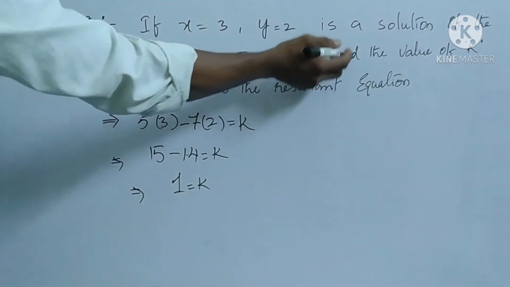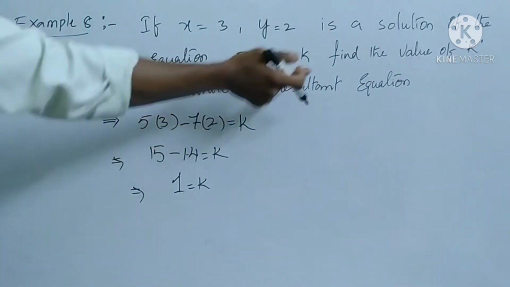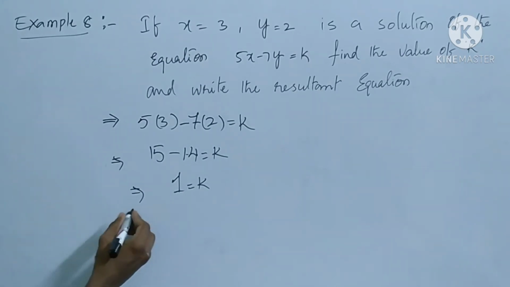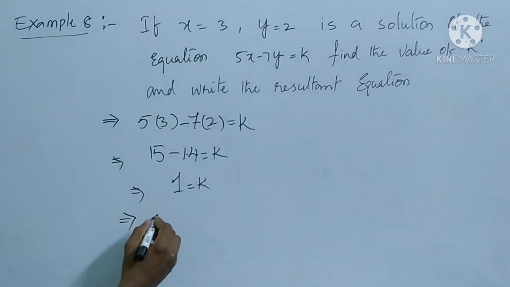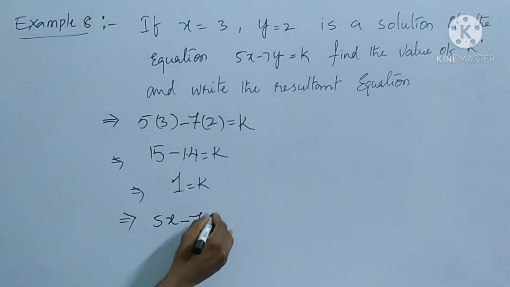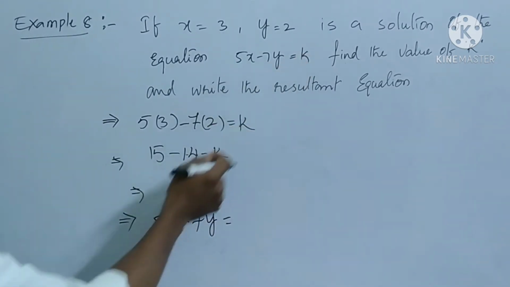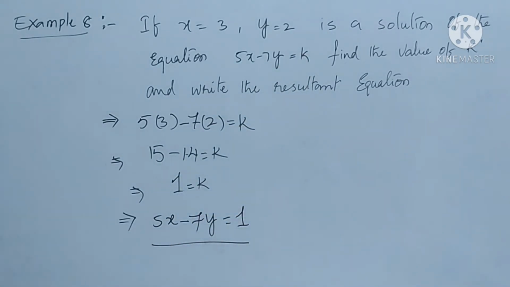So here, find the value of k. This question is completed, and next one, write the resultant equation. So the resultant equation becomes 5x minus 7y is equal to 1, since k is equal to 1. This is the resultant equation.